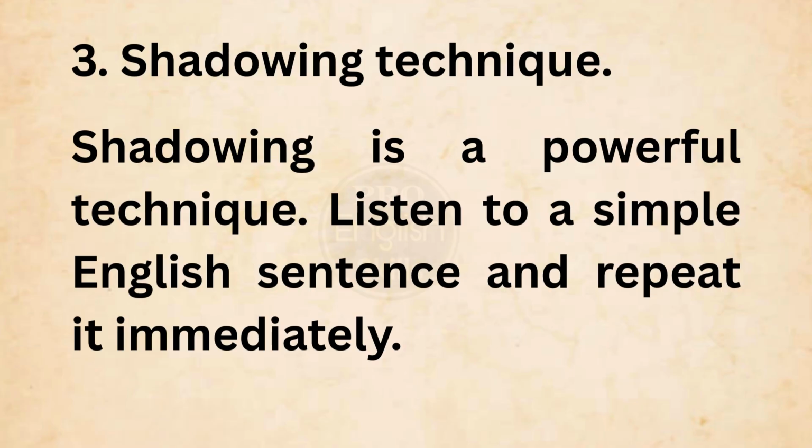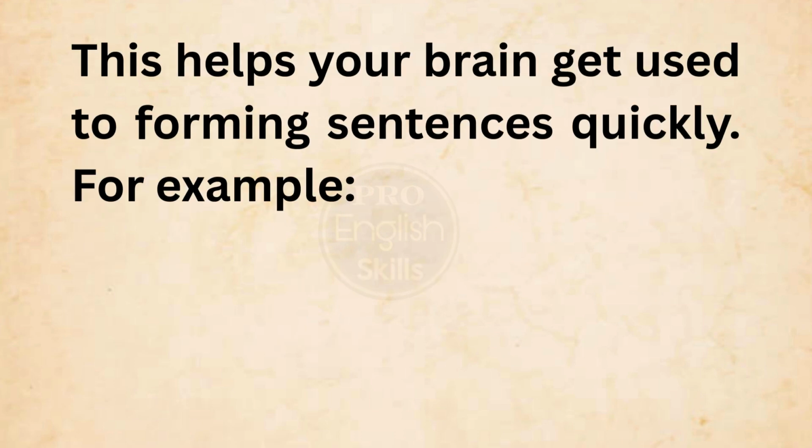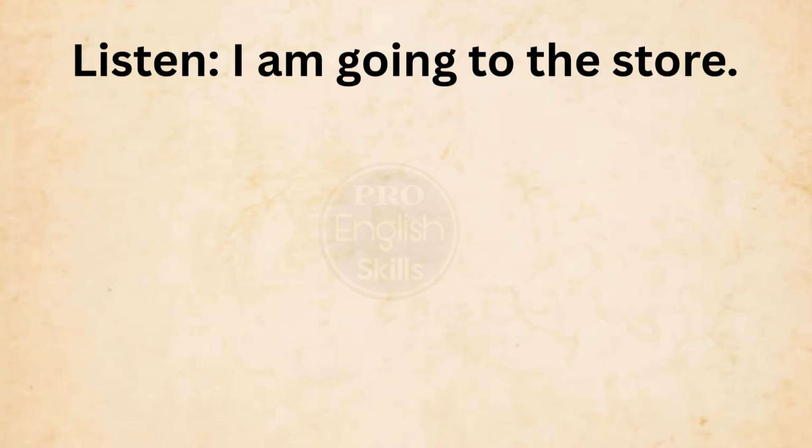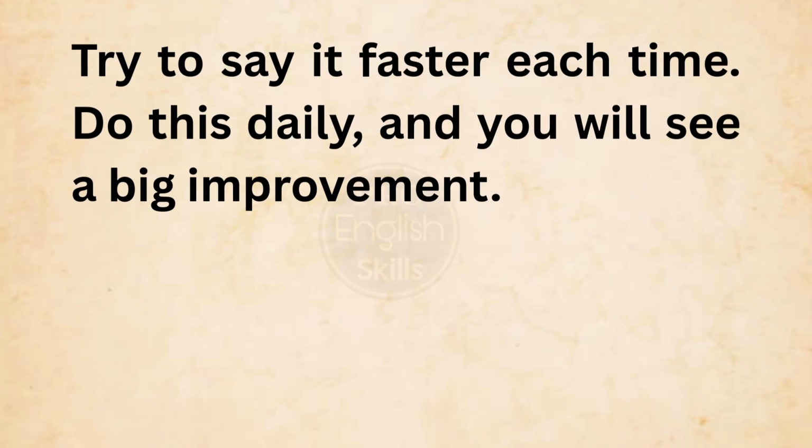3rd, shadowing technique. Shadowing is a powerful technique. Listen to a simple English sentence and repeat it immediately. Try to copy the rhythm and speed of the speaker. This helps your brain get used to forming sentences quickly. For example, listen, I am going to the store. Repeat, I am going to the store. Try to say it faster each time. Do this daily, and you will see a big improvement.